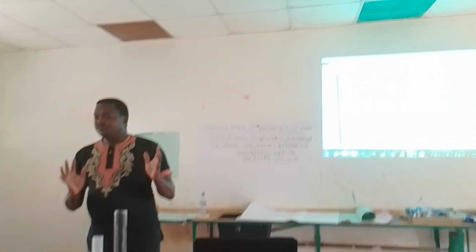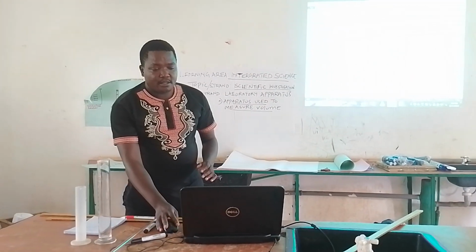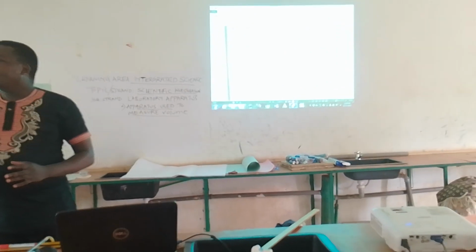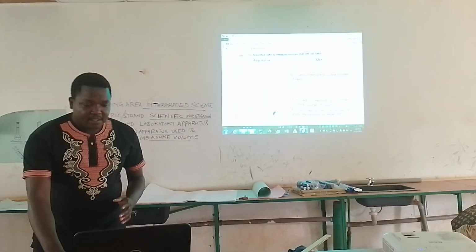We should not forget this. Can we have one of you? Yes, Carl. Read the first one. We just want the name of the apparatus. The first one? Yes, the name of the first apparatus. Volumetric flask. Yes, volumetric flask. Another one. The second one. Pipette. Yes, pipette. The third one.